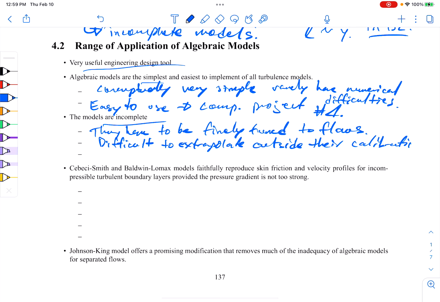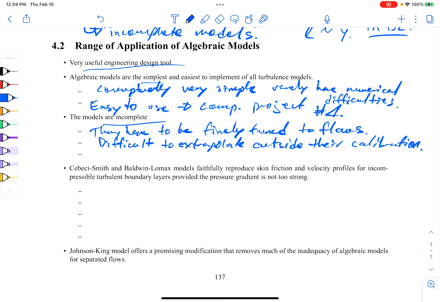So you'll notice that the minimum number of coefficients usually in these algebraic models is 3, and they're unknown, and you have to calibrate them. So maybe you have a solution and you pick these values to match a solution, like an experiment or a high-resolution CFD, and then you might apply this same set of coefficients, you keep them constant, and apply them to a more difficult flow, and the model wouldn't be predictive. So they're not great at extrapolating.